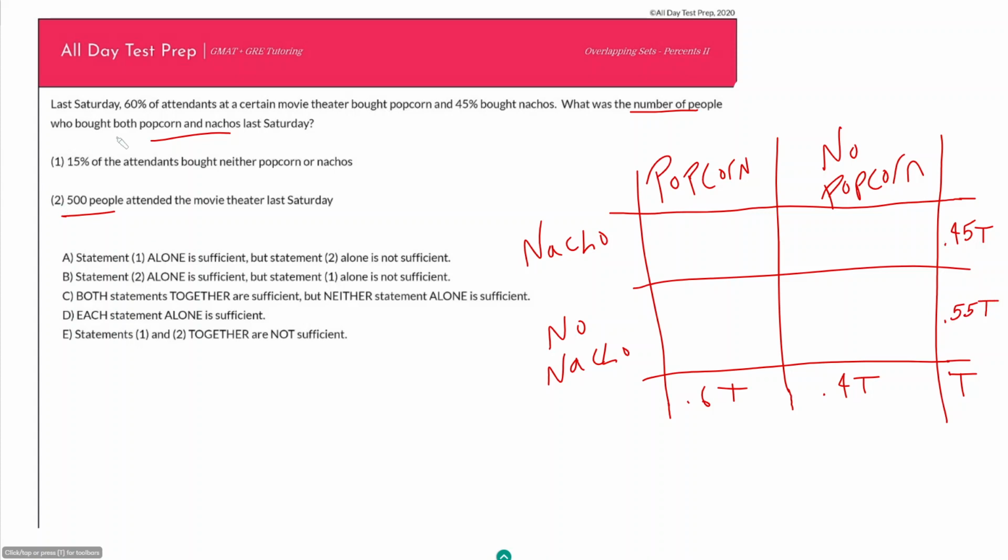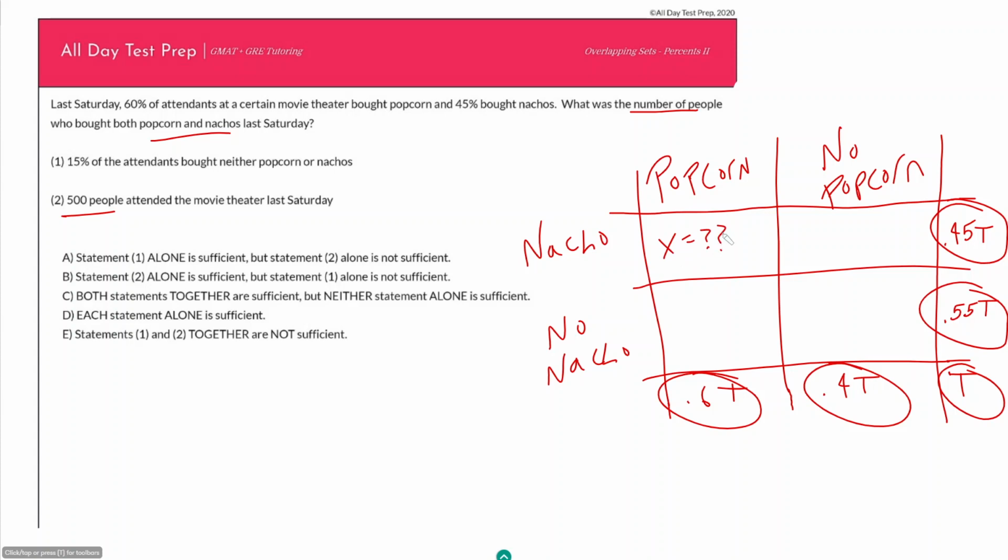This is all information from the prompt, and so I've circled this because it's universal and applies to both statements. What was the number of people who bought both? And so this is the box that we are looking for.